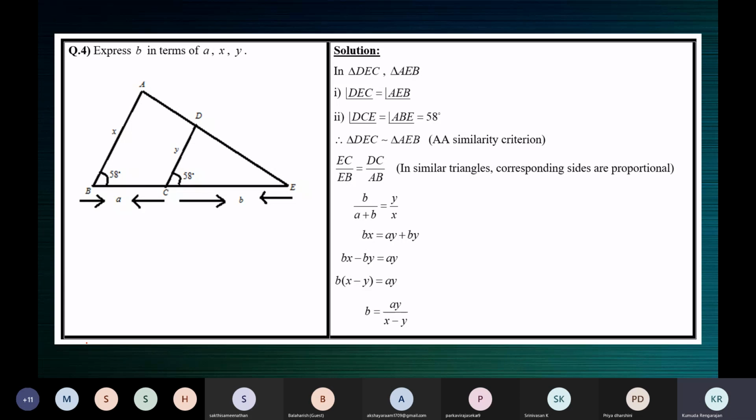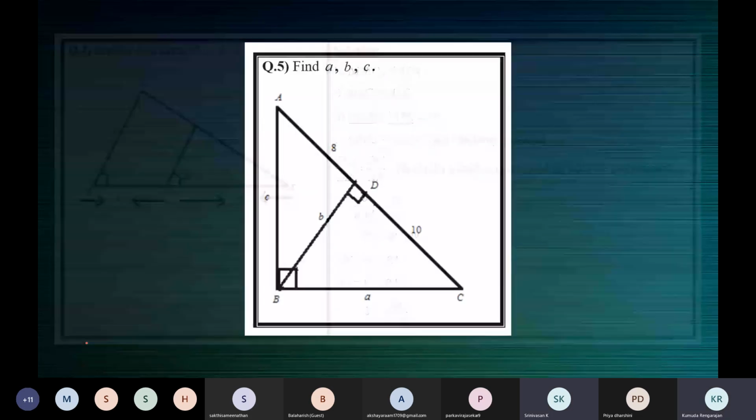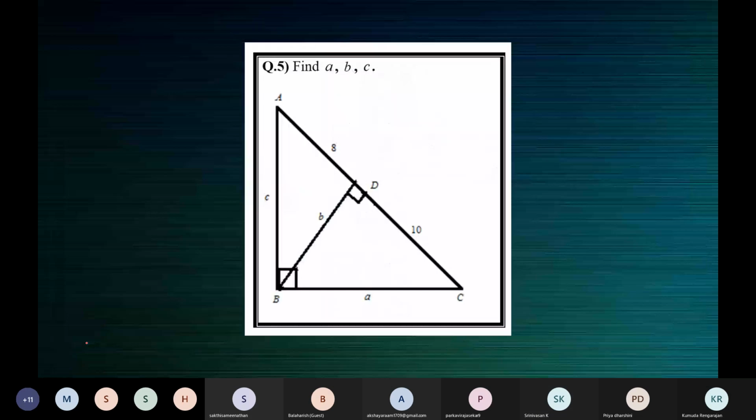What doubt do you have, children? No doubts. Okay. So find the values of A, B, and C. So all this works by similarity.